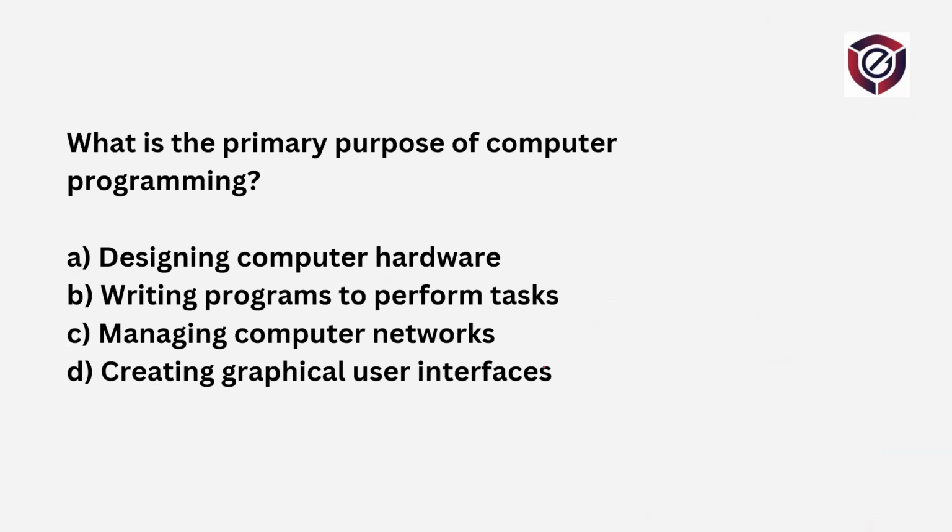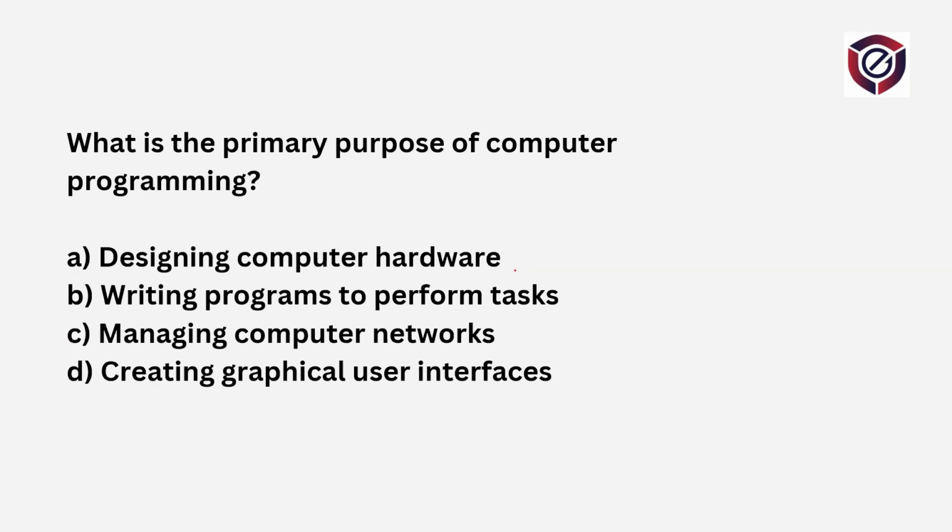Beginning with this, the first question over here is what is the primary purpose of computer programming? So here four options have been given. I hope you are aware of the DCET exam procedure. That is a question, along with that, four options will be given. You need to choose the correct answer by picking the correct option.